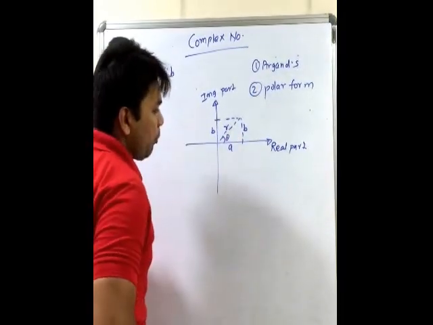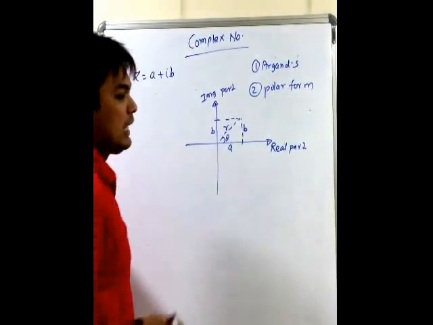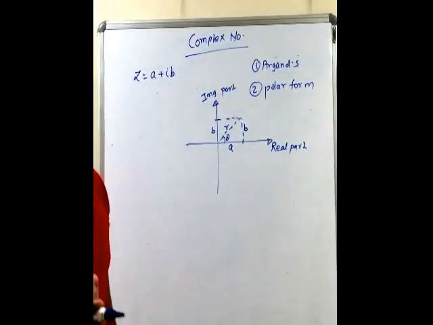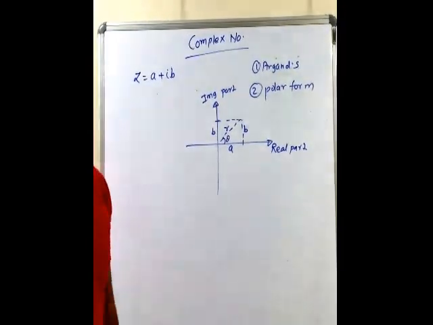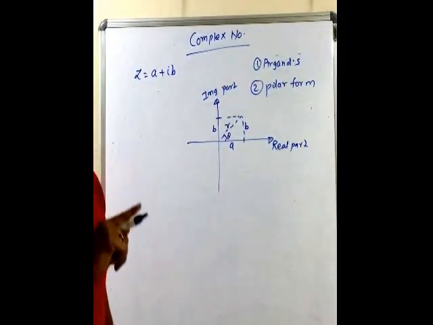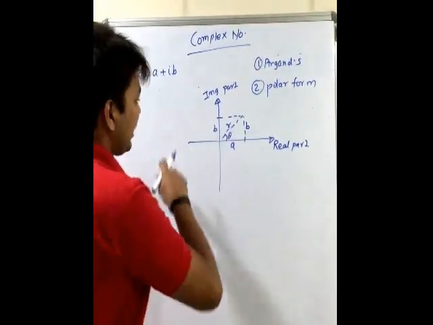where theta is the argument. What is theta? Theta is the argument. Argument means what? The inclination from the real axis to the modulus. Okay, so let's find out the values of A and B.